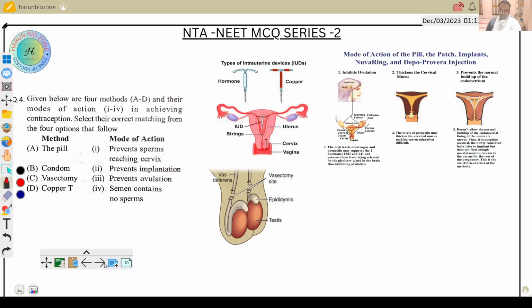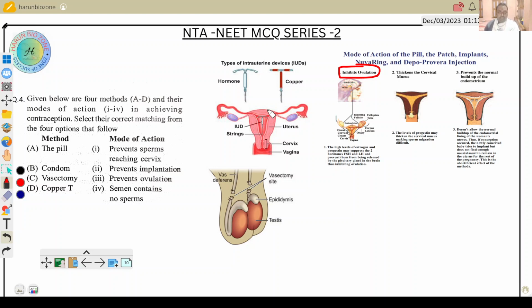Let me explain. Here the question is how the pill works, the mode of action of the pill, the patch, implants, NuvaRing and Depo-Provera injection. First, the pill inhibits ovulation. Ovulation occurs around day 14 of the menstrual cycle. Ovulation means release of the egg from the ovary. This ovulation process is prevented by the pill.